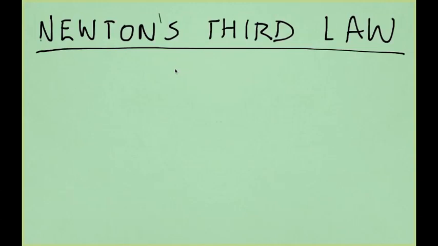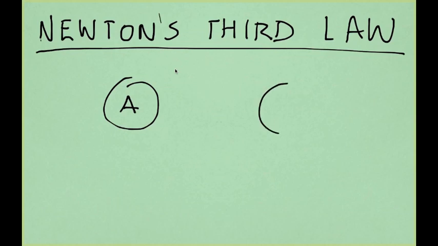Alright, let's talk about Newton's third law. Let's start by talking about basic properties of interactions. The interactions that we're dealing with in physics are interactions between objects. So an interaction between two objects, say A and B, always affects both objects.